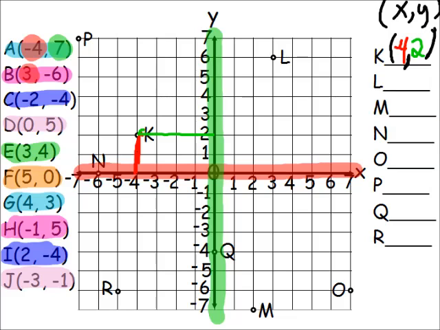Now have a look at point L. Parentheses, with the two values separated by a comma. Where does L intersect with the x-axis? Intersects at positive 3. So we have positive 3 for the x value, and for the y value, 6.